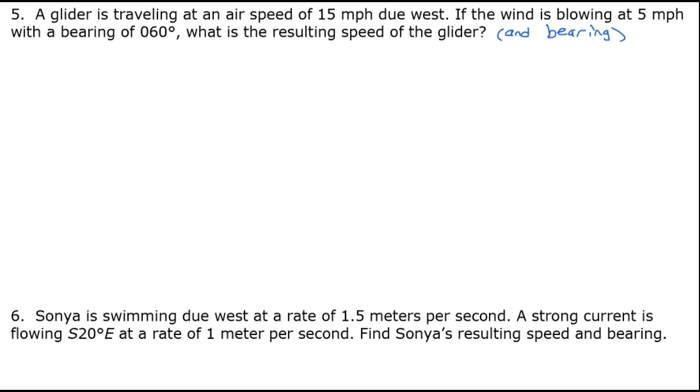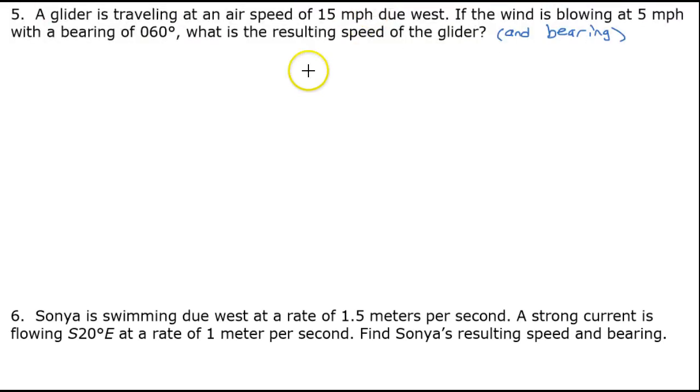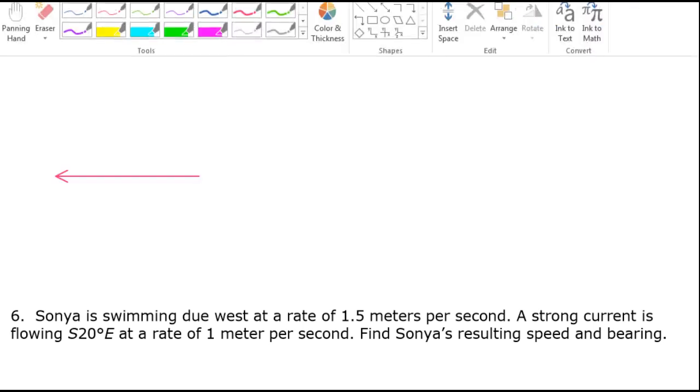Now, a glider is traveling 15 miles per hour due east. So, due west. Let's go ahead and start our diagram. So this vector will represent the airspeed of the glider, 15 miles per hour due west. Now, the wind is blowing, well, let's label that. So that's 15 miles per hour.